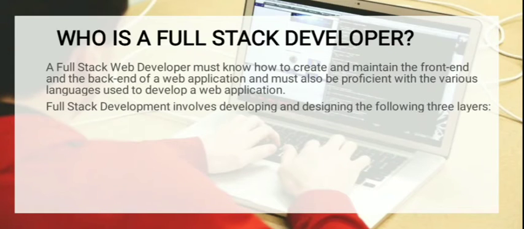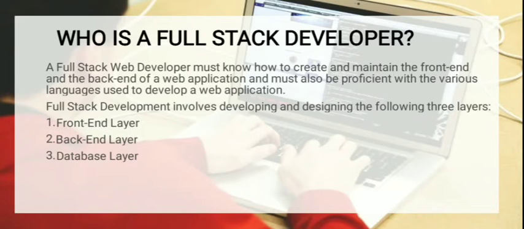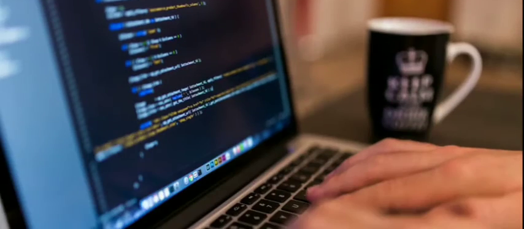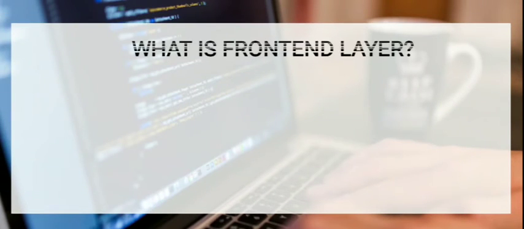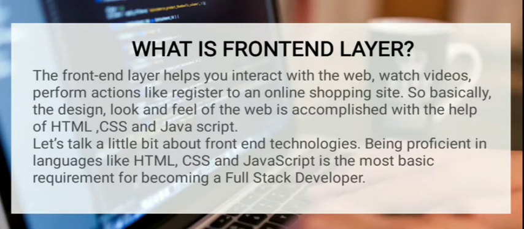Full stack development involves developing and designing the following layers. The first layer is the front end layer, then the back end layer, and the last layer is the database layer. So now let's look into the front end layer. Our front end layer helps you interact with the web, watch videos, and perform actions like registering on an online shopping site. So basically the design, look and feel of the web is accomplished with the help of HTML, CSS and JavaScript.